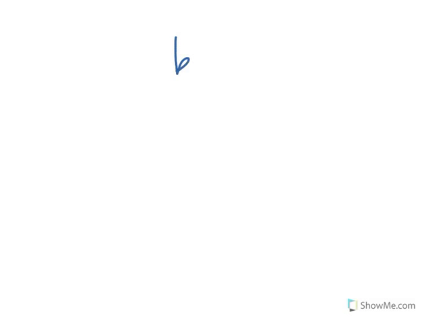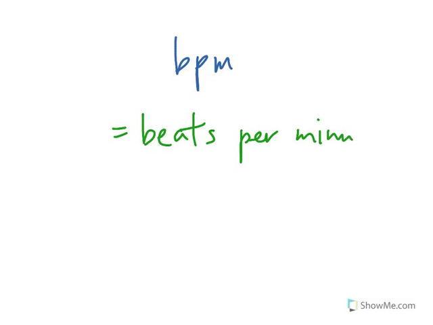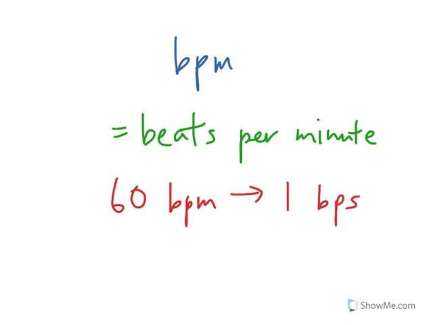And the way you measure tempo, the unit of measurement in this case, is beats per minute, or BPM. And that's exactly what it sounds like. So if you're playing a song that's 60 BPM, you're playing 60 beats every minute, or 1 beat every second. And generally that's considered a fairly slow tempo.